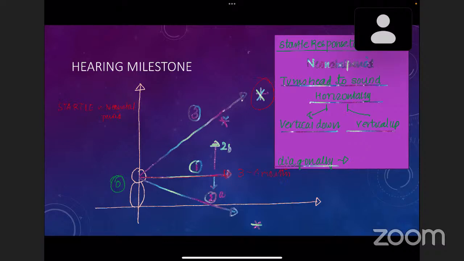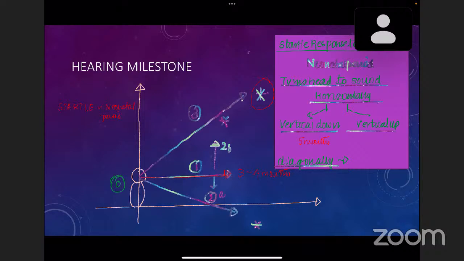Now, if it is produced up or down, the child will always look down before going up. If a sound is produced down, what will the child do? The child will first face that particular direction, and then look down. This is acquired at the age of 5 months. He will not look directly at our mouth. He will first look toward the side where the sound is coming, and then look to our mouth.